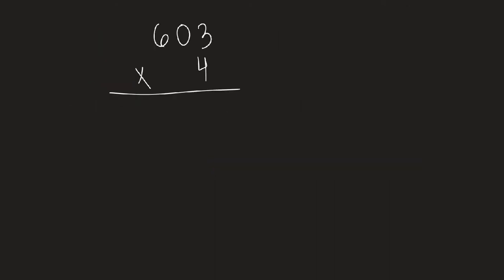Okay, let's solve 603 times 4. I start with 3 and 4. 3 times 4 is 12. Then 4 times 0. 4 times 0 is 0. Plus 1 is 1. And 6 times 4, or 4 times 6, is 24. This gives me 2,412.